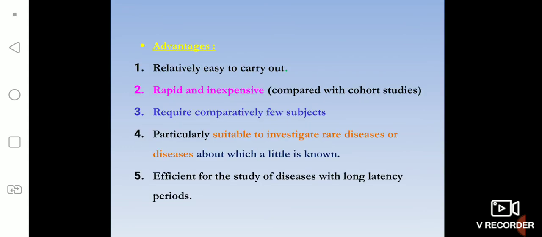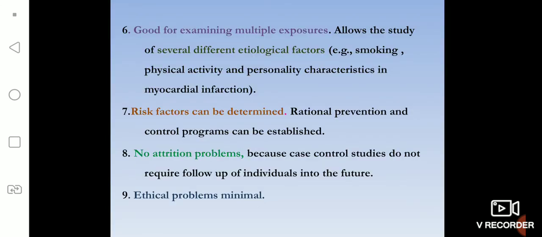Now coming to the advantages of case control studies. They are relatively easy to carry out because they are not long-term studies. They are rapid and inexpensive compared to cohort studies. They require comparatively fewer subjects. They are particularly suitable to investigate rare diseases or diseases about which little is known. They are efficient for the study of diseases with long latency periods. They are good for examining multiple exposures and allow the study of several different etiological factors.